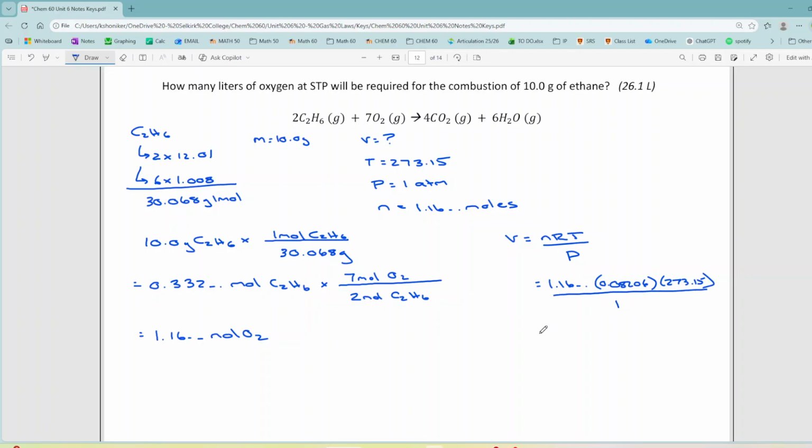Divided by that 1 atmosphere. And again, the 1 is not included in my sig figs, so I'm going to give 3 sig figs in my answer. So I'm going to hit times 0.08206 times 273.15 divided by 1, which to 3 sig figs gives me 26.1 liters. Awesome. Okay, go practice those because the next questions we're going to do are limiting reagent problems, which are just bigger.